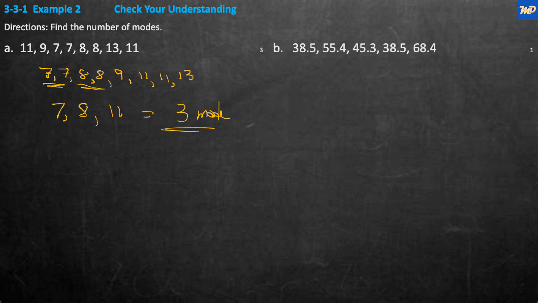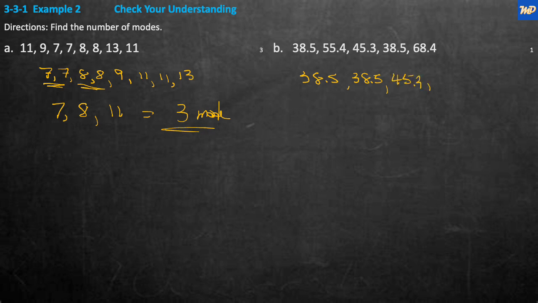38.5, 55.4, 45.3, 38.5, and 68.4. Let's find them in order. Okay, we don't have to, but the lowest value in here is 38.5, 38.5. Okay, the next after that is 43.